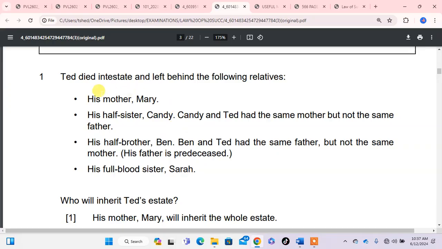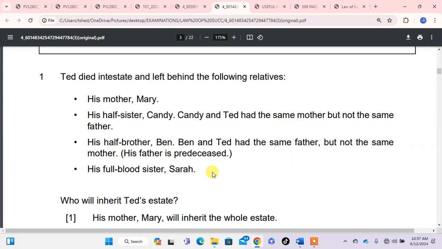Teddy died intestate and left behind the following relatives. His mother Mary, his Martha. His half-sister Candy. Candy and Ted had the same mother, but not the same father. His half-brother Ben. Ben and Ted had the same father, but not the same mother. His full-blood sister Sarah.